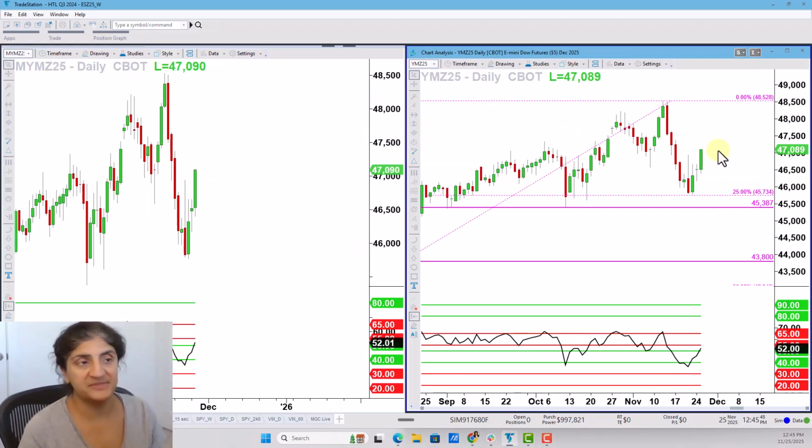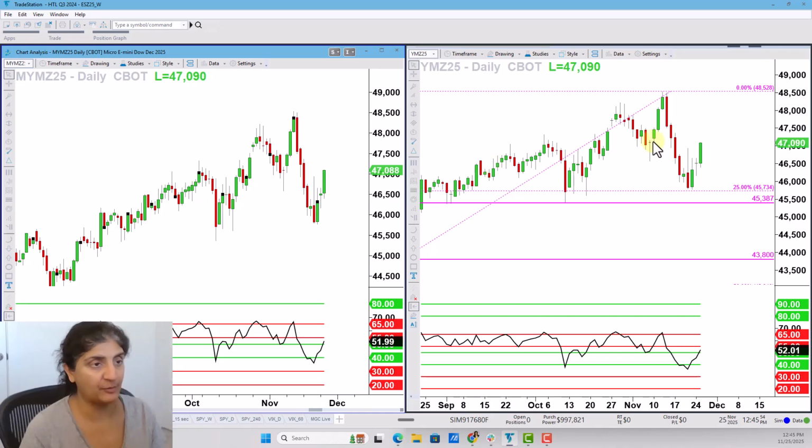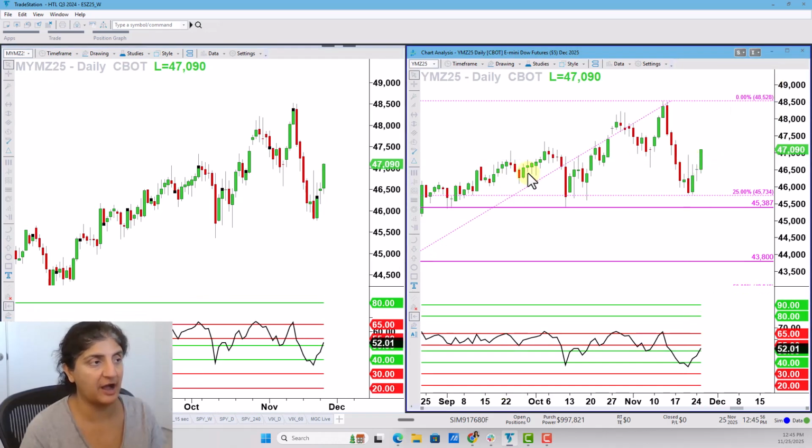All right, now let's move on to the Dow. So this is YMZ25 for the mini and MYM Z25 for the micro. Now, you can see that the Dow is stronger than the other market broad indexes. It has gone above its November 20th high, and it also didn't really get as weak as the others. It didn't break below those October 10th lows.